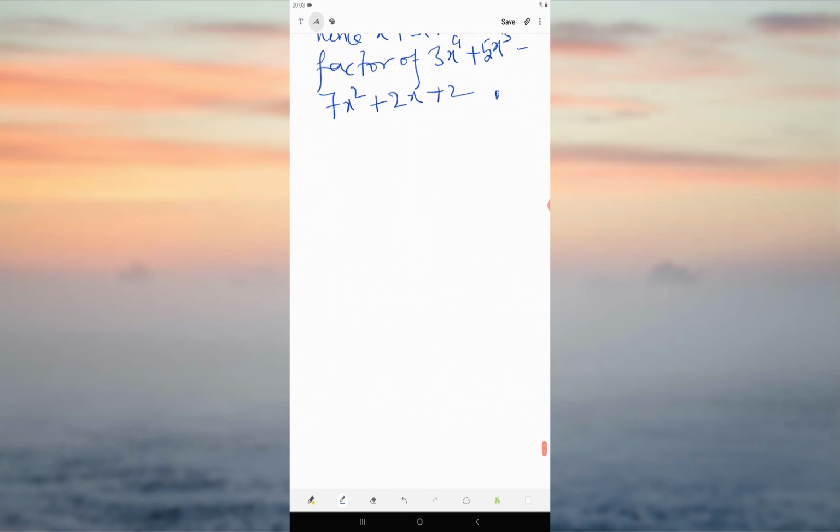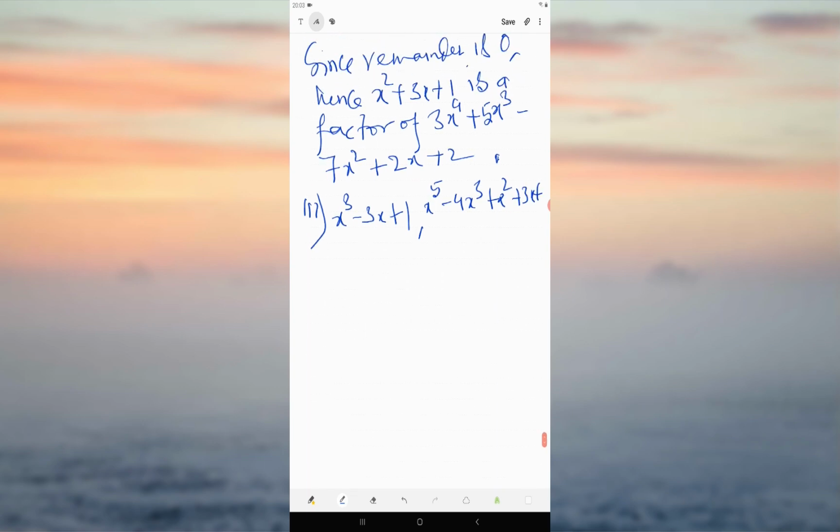Okay. Now let's do the third one quickly. So the third problem is x cube minus 3x plus 1. Okay. And next is x to the power 5 minus 4x cube plus x square plus 3x plus 1. Okay.